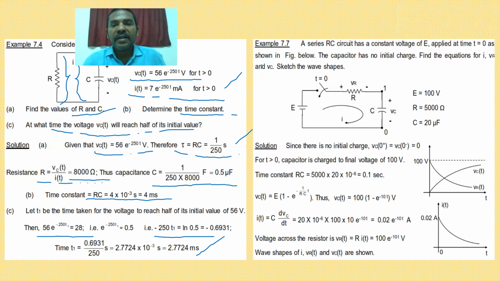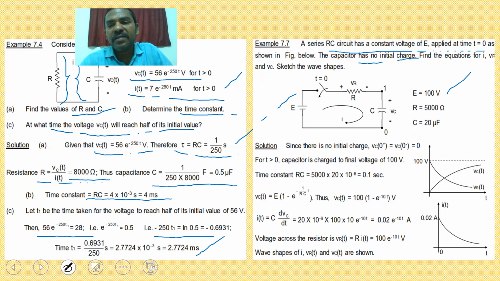So coming to the next problem, an RC series circuit is given. So at t is equal to 0, the switch will be closed. So there is no initial charge on the capacitor. So we have to calculate the current, the voltage drop across the resistor, the voltage drop across the capacitor, and sketch the waveforms. So this is the circuit, an RC series circuit. For this series circuit, the voltage given is 100 volts, the resistance is 500 ohms, and the capacitor is 20 microfarads.